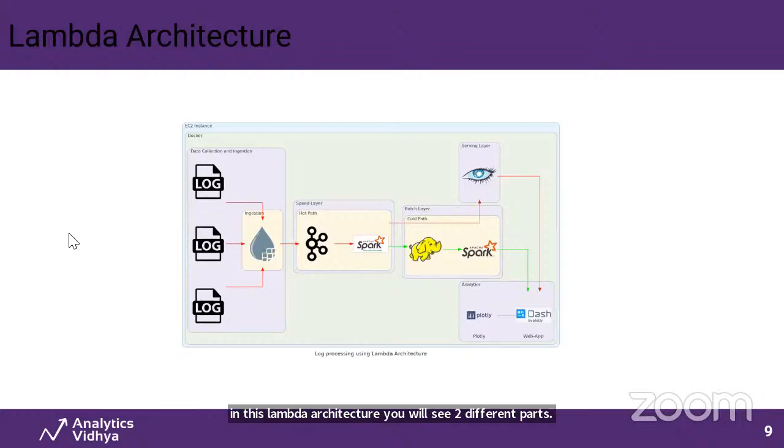So if you observe, there are two different arrows. There is a red path and there is a green path. So this red path is called a hot path, and this green is called the cold path. In the hot path, this is the live data streaming. For suppose there are some log analytics, the same old example. So we get this log data every few seconds, and then we put that in our Kafka topic, let's say.